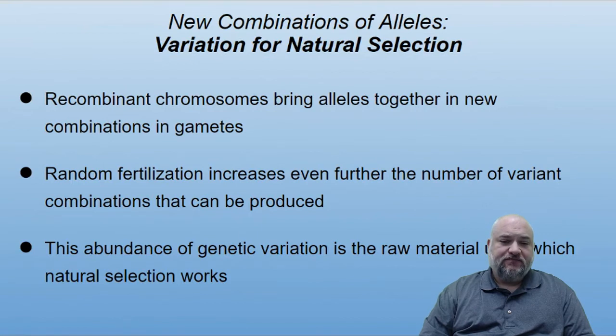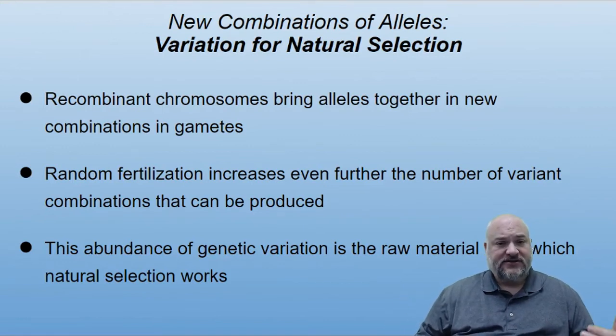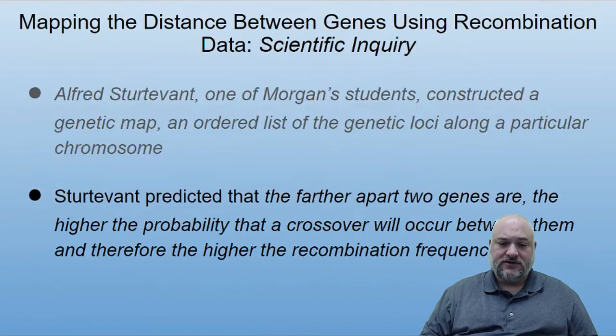So, new combinations of alleles. Where do we get this variation for natural selection? So first off, don't forget that brand new alleles come from mutation only. Okay, but new and novel combinations of alleles and combinations of genes occur via all these processes of meiosis and recombination and fertilization that we've been talking about. Recombinant chromosomes bring alleles together in new combinations in gametes. Random fertilization increases even further the number of variations that can be produced, and that abundant genetic variation is the raw material upon which natural selection works.